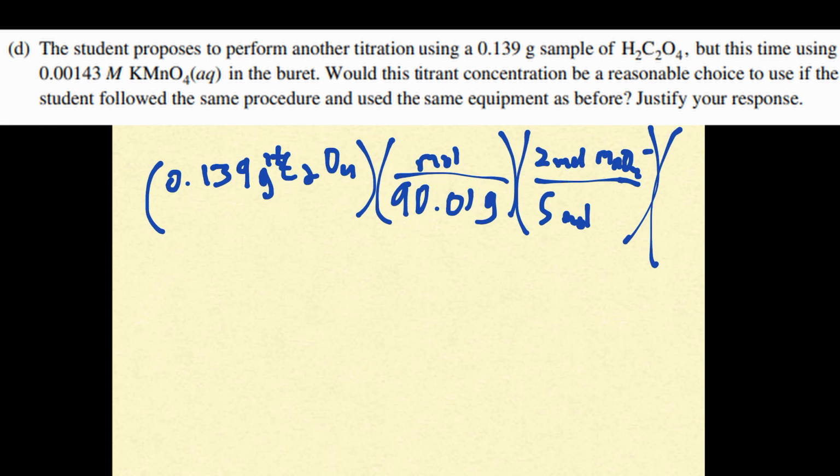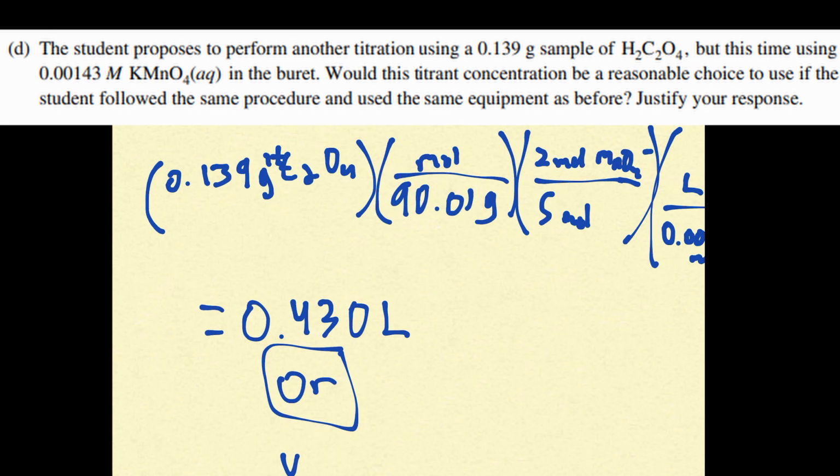and dividing by the molarity to find the total volume, we see that it is more than 0.050 liters or 50 milliliters. So we need to answer that this concentration would not be reasonable because the amount required to reach the endpoint of the titration is more than 50 milliliters, which is how much the burette can hold.